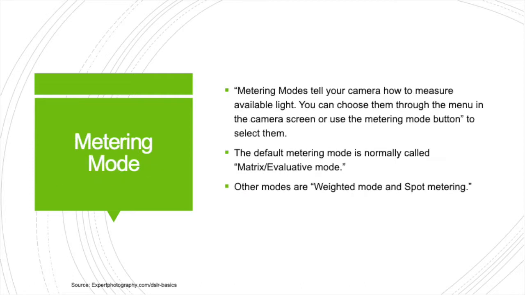What is the metering mode? Metering modes tell your camera how to measure available light. You can choose them through the menu in the camera screen or use the metering mode button to select them. The default metering mode is normally called matrix or evaluative mode. Other modes are weighted mode and spot metering.